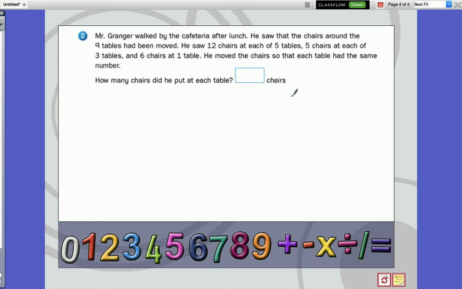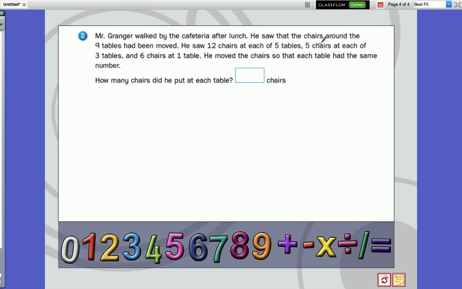So remember, first of all, you have to understand the problem. Second thing is to make a plan. Third thing is to solve it. And the fourth thing is to check to see if you are correct. So go ahead and solve this problem. Pause the video and then come back to see how I solved it, and you can compare our answers.